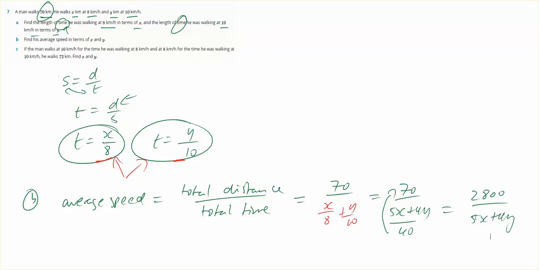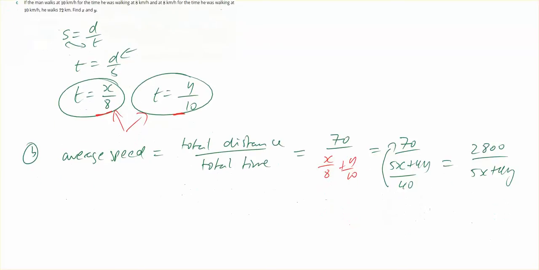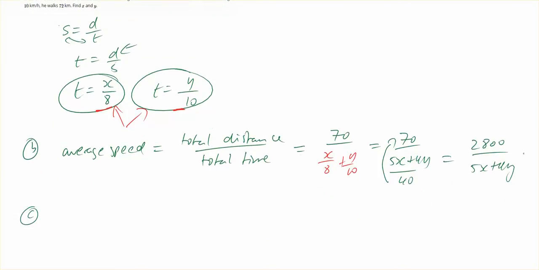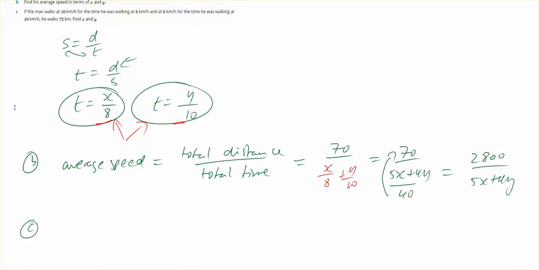Now for part C. For part C, if the man walks 10 kilometers per hour for the time he was walking at 8 kilometers per hour, and 8 kilometers per hour for the time he was walking at 10 kilometers per hour, he walks 72 kilometers in total. So this is a bit tricky. All it's saying is that the time he originally walked at 8 kilometers per hour, he's now spending walking at 10 kilometers per hour, and vice versa.